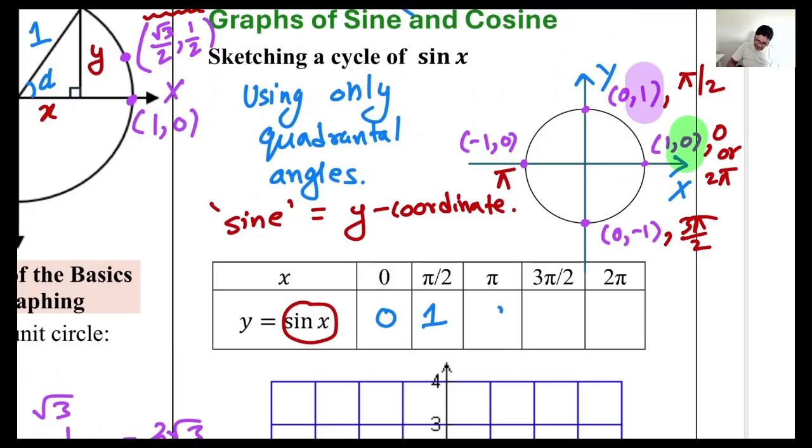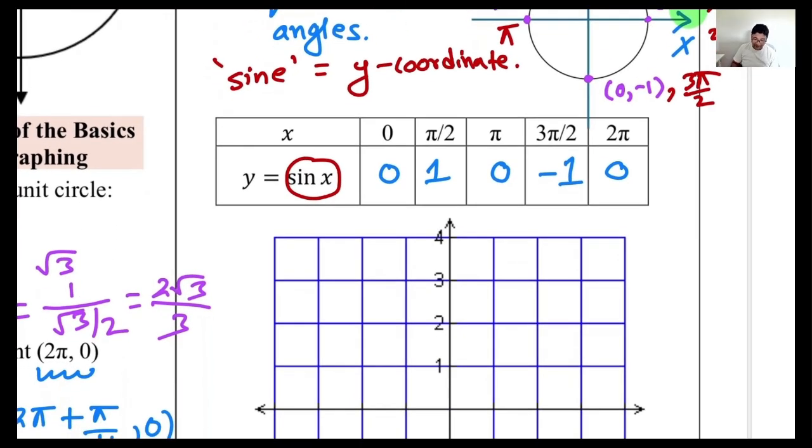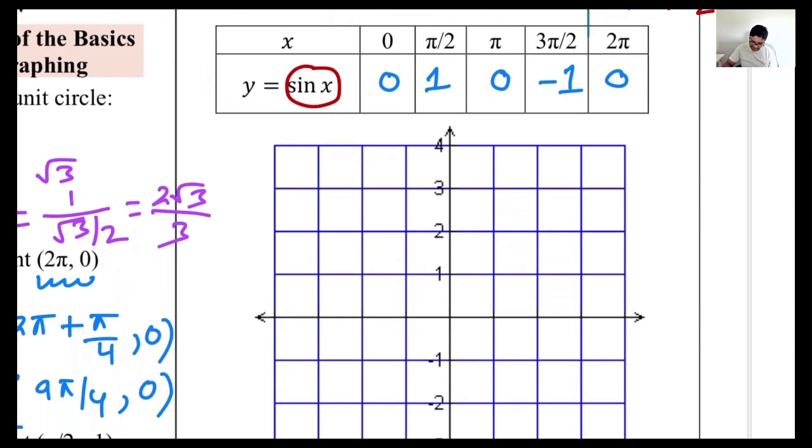Similarly, at pi, it will again be 0. At 3 pi over 2, it will be negative 1, and at 2 pi it will be back to 0. Okay, those are the values of the sine function at quadrantal angles.